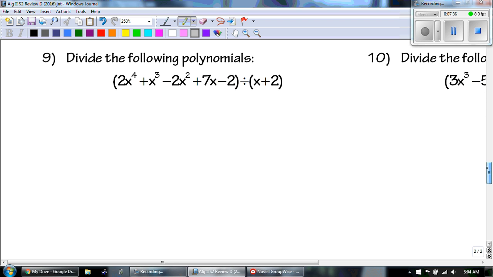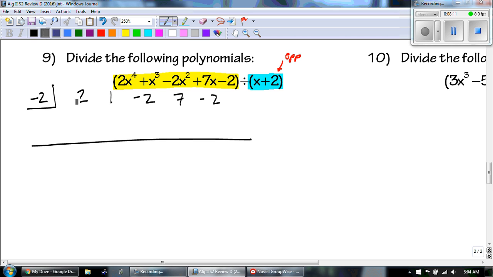Okay, divide the polynomials. So I'm going to take the yellow and divide it by the blue, and we're going to use synthetic division. In synthetic division, the first thing I do is take the opposite. So that's a positive 2, I'm going to use a negative 2. And I worry about the coefficients. So there's a 2, a 1, a negative 2, a 7, and a negative 2.